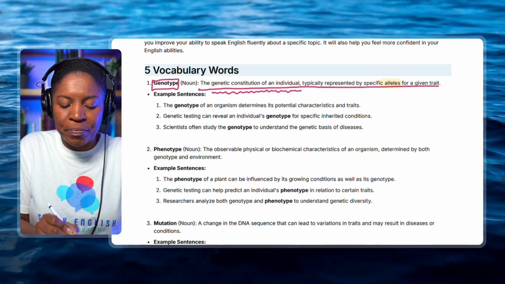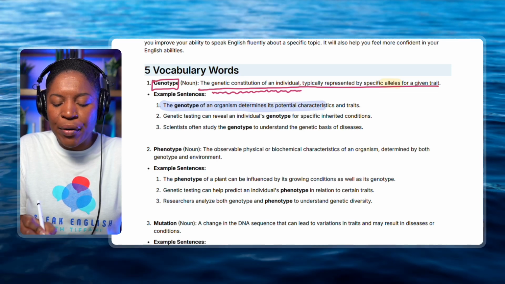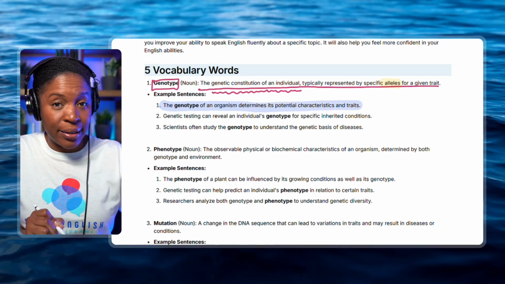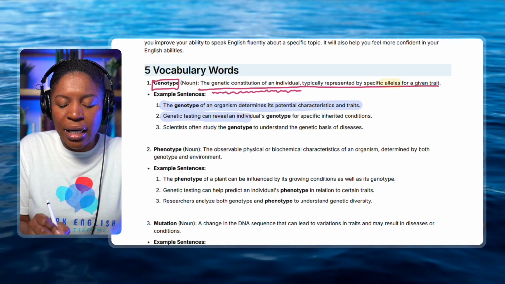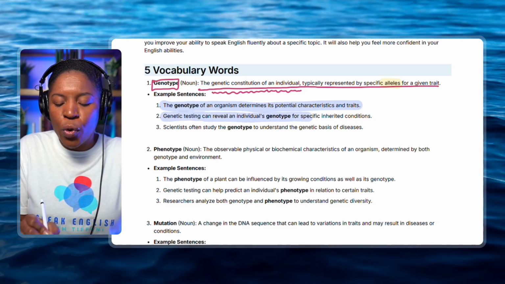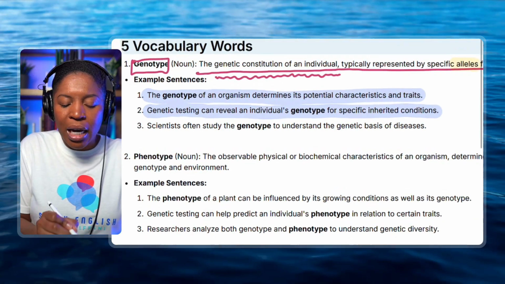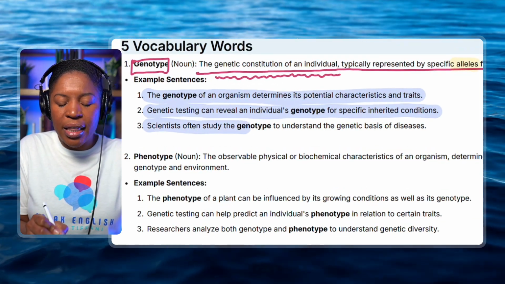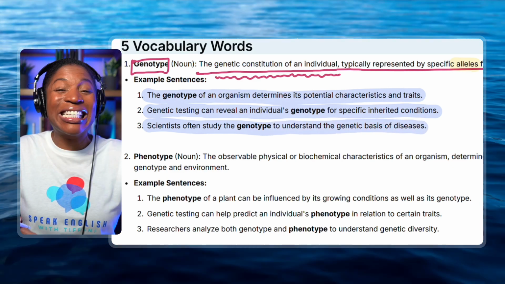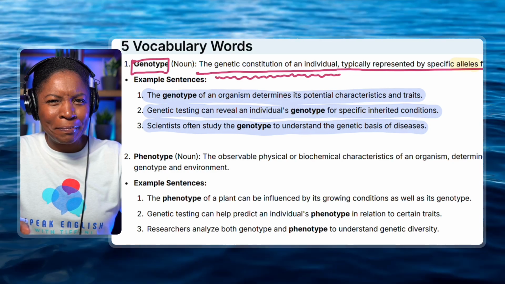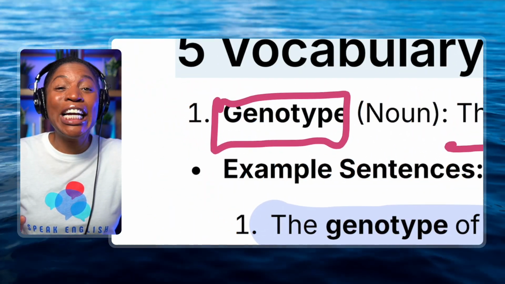Here's the first one. The genotype of an organism determines its potential characteristics and traits. Next, genetic testing can reveal an individual's genotype for specific inherited conditions. And finally, scientists often study the genotype to understand the genetic basis of diseases. Got it? Yes, so once again, our first term is genotype.